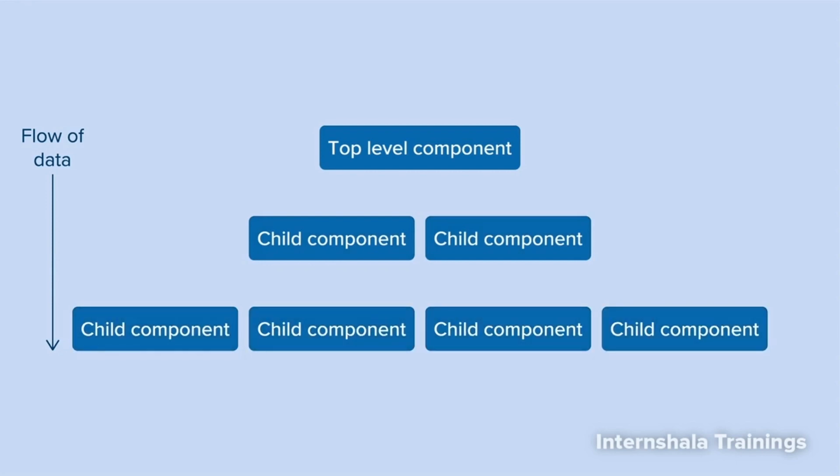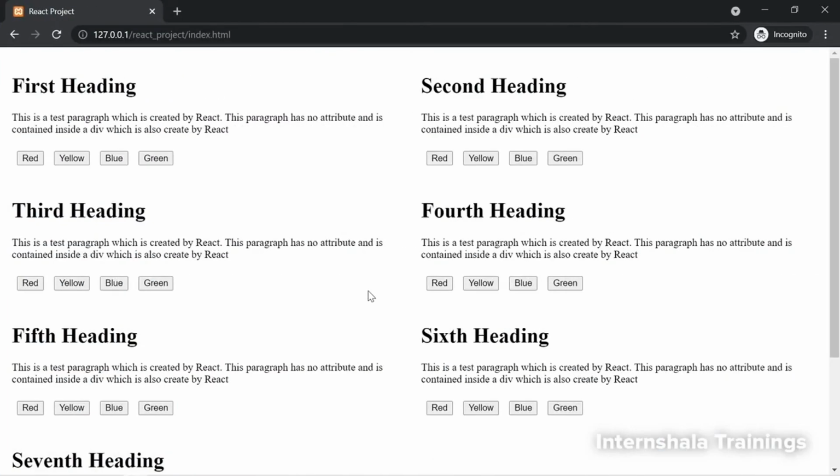And if any data changes at the top, the change will float down through the component tree, updating each component. So this overall top to bottom data flow which we have been talking about since quite some time is known as unidirectional data flow. Let us understand all this with the help of an example.